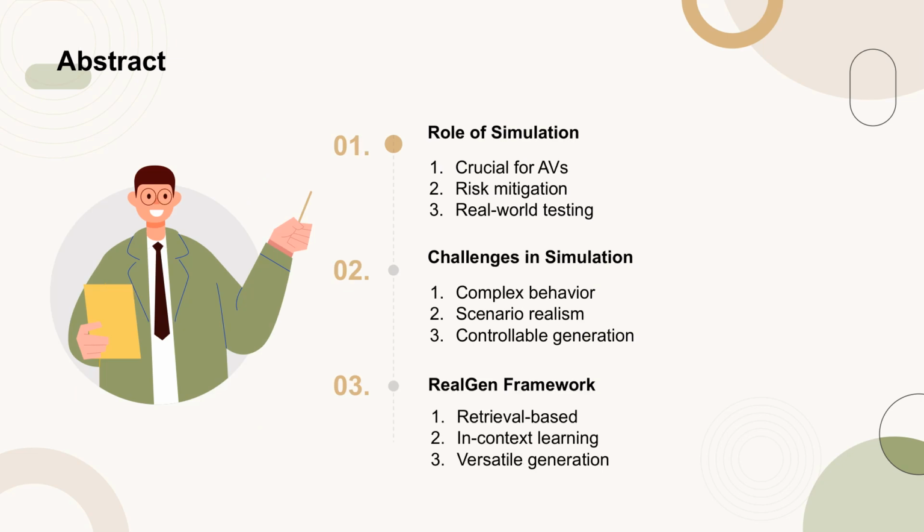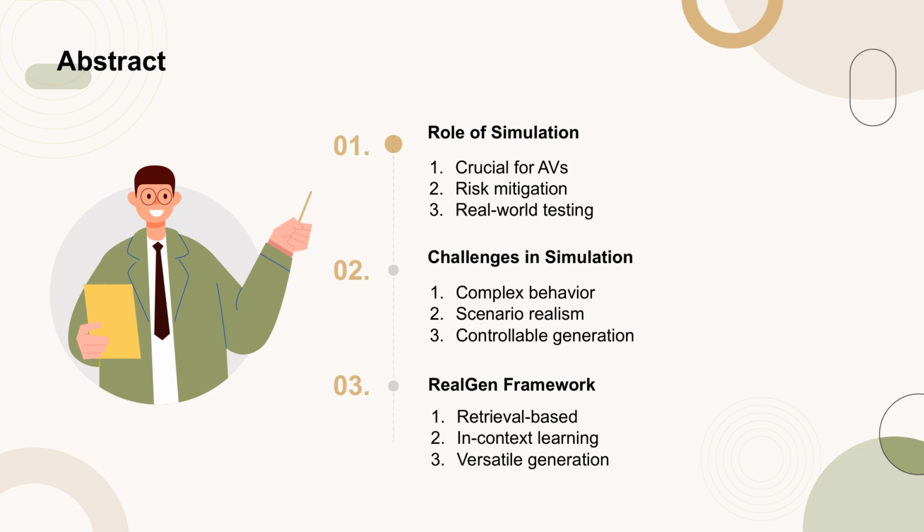Simulation is critical for the development of autonomous vehicles due to the risks involved in real-world testing. While visual aspects of simulators have advanced, generating complex agent behavior remains challenging. Ensuring scenario realism and incorporating preferences for controllable generation are essential for AV training and evaluation. Traditional methods often fail to generate unseen scenarios.